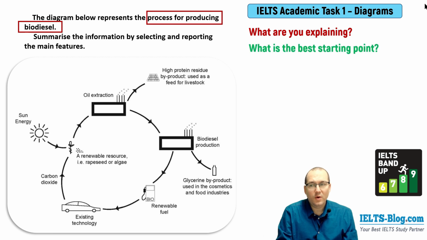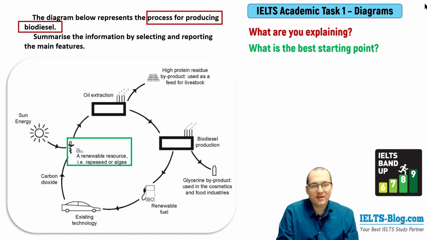Next, you have what is the best starting point? Now, this is very crucial for every process diagram because you have to find the best starting point. And it's not always straightforward. Many times you get a process like you can see here, where it's cyclical. It's in a circle. So where's the best starting point? Well, I think the most logical place would be here, right? Because everything kind of starts and ends with this renewable resource. So that would be the best starting point.